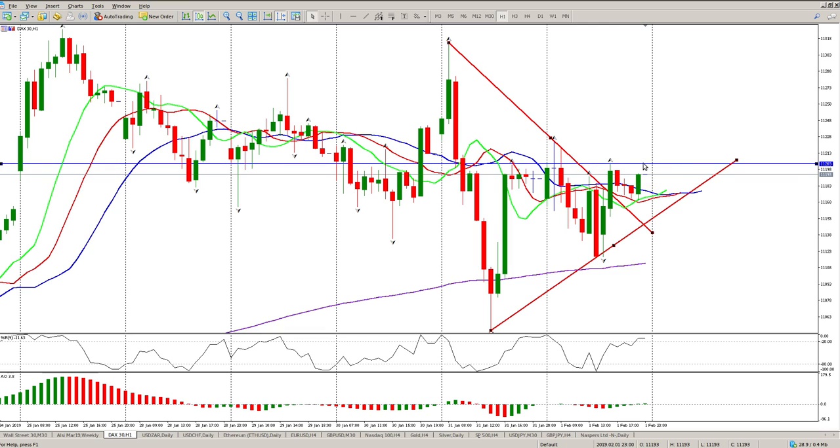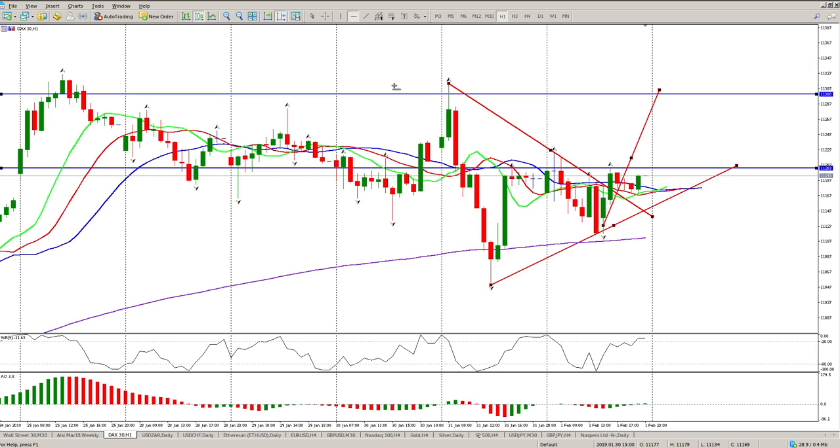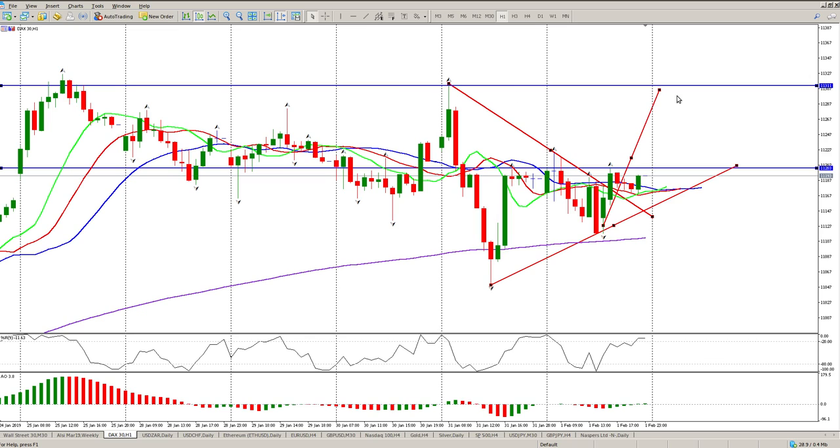If I break above that, then I will take this trade to the upside, and it's from the first touch. We can be conservative and take it from there to there. So we're looking at a retest of the previous highs.